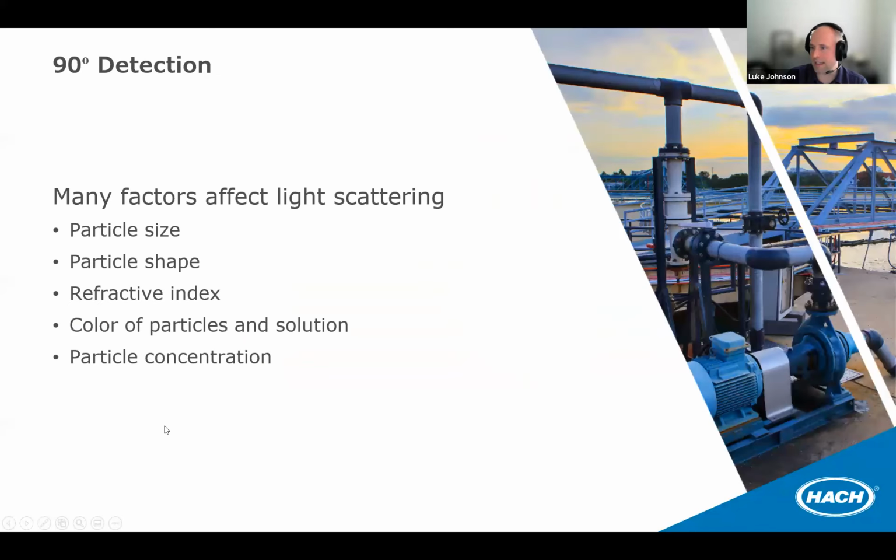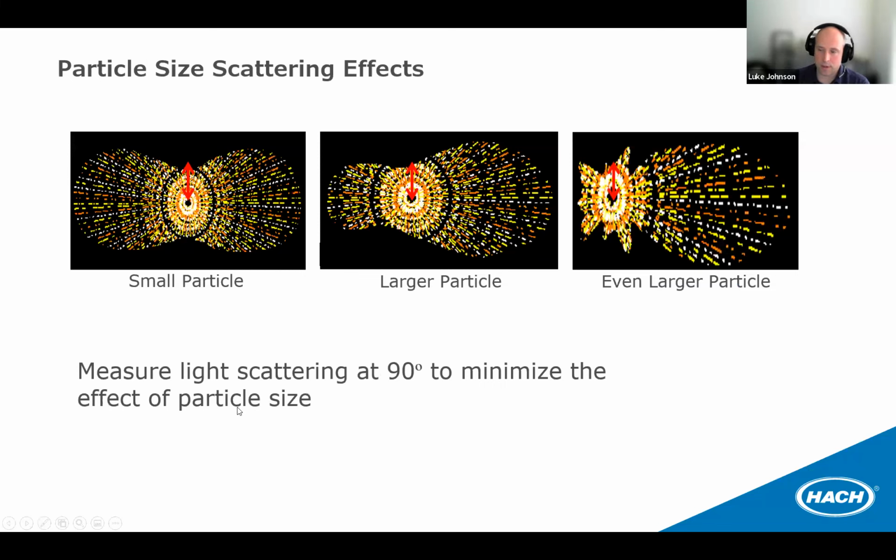But there are a lot of different things that can affect the way a nephelometer reads turbidity. Specifically, the size of the particle will reflect light differently, the particle shape, the refractive index of the particle or of the solution that the particle is in, the color of the particles in the solution, and the concentration. All of those things can have different effects on the way that light is scattered, and the way that we measure it takes those various effects into account. So for instance, one of the factors affecting light scattering is the size of the particle.